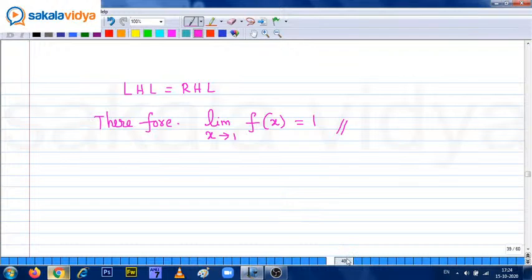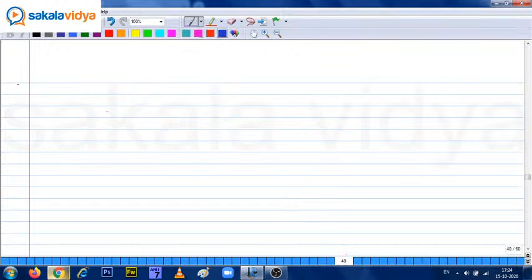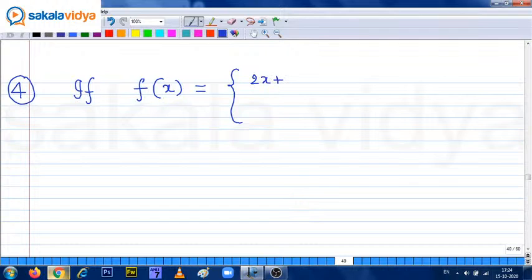Next, let us move to the next problem. If f of x equals, please note down the question first, all of you. f of x equals 2x plus 3 if x less than or equal to 0, 3 times x plus 1 if x greater than 0.